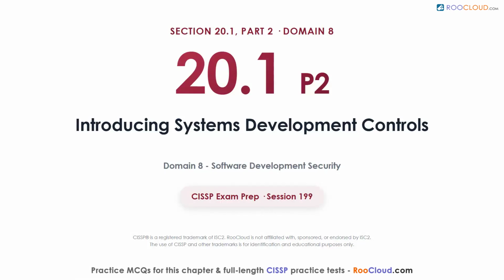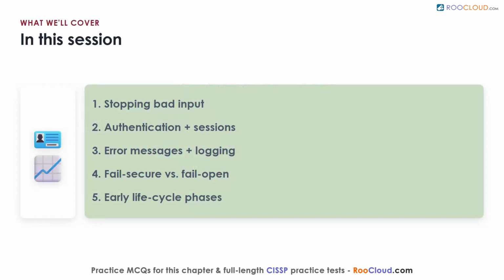Welcome to Section 20.1, Part 2. This is the 199th session of the CISSP Exam Prep series. This part shifts from language choices to the practical safeguards that keep running software from failing dangerously. In this session, we'll examine how to keep applications resilient and how to structure their development.